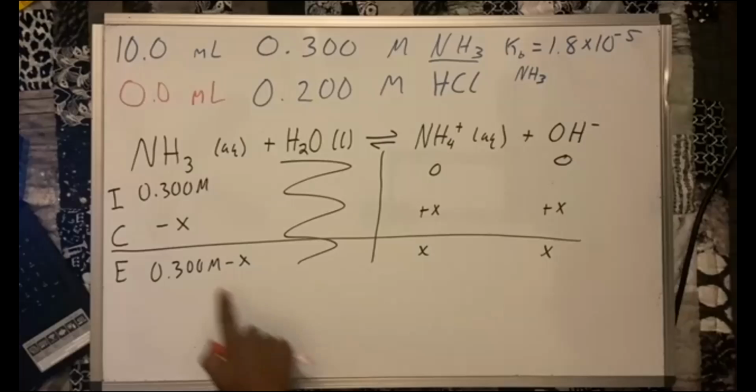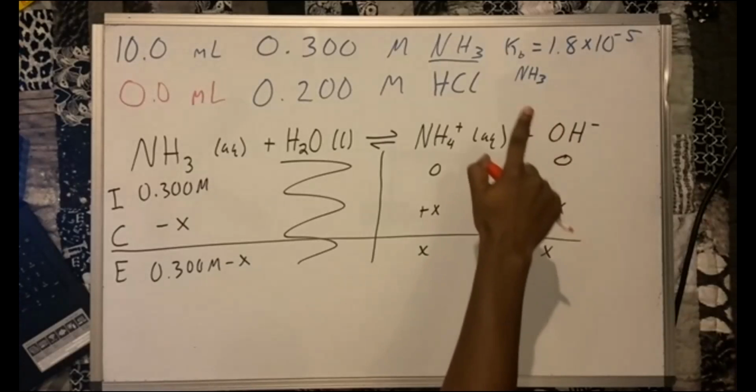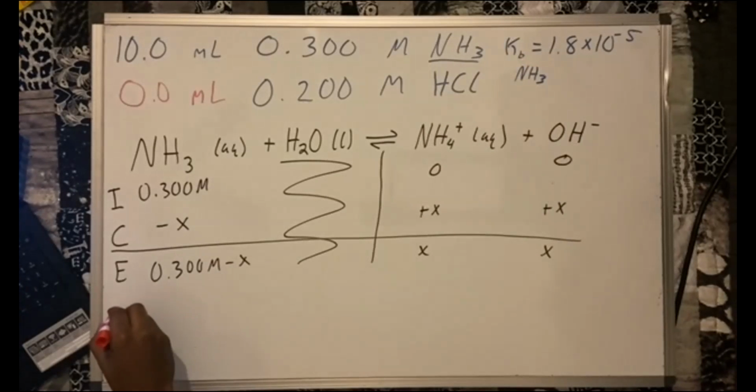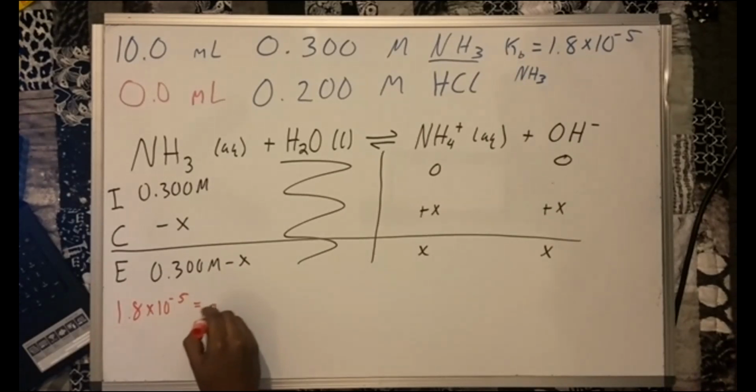Okay, all right, now we have our equilibrium values, so we can set them equal to our Kb. So we know from our equilibrium expression that Kb, or I'm just gonna write the number, 1.8 times 10 to the negative fifth equals 0.300 minus x over x squared.